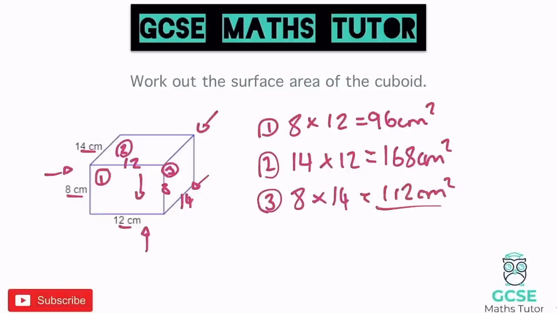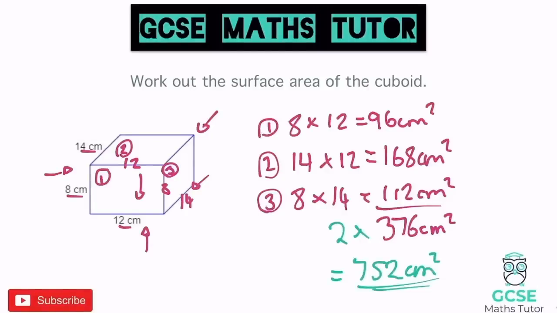And if we add all of these up, 112 plus 168 plus 96, we get the answer 376 centimetres squared. Now you've just got to be careful at this point, obviously don't forget there are 2 of each face, so we just need to double our answer or times that by 2. So times that by 2 gives us a total surface area here of 752 centimetres squared, and there's our final answer for the surface area.